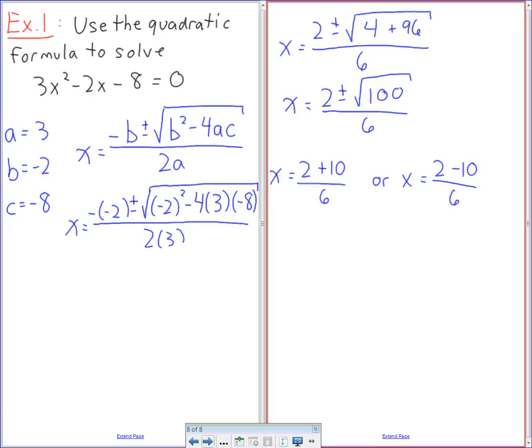12. Good. Hopefully that's what we had. All right, Noah, what's 2 minus 10, please? Negative 8. Great. What's that in lowest terms? Well, they both divided by 2, right? So negative 4 over 3.